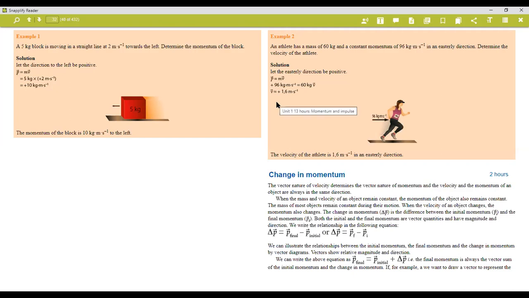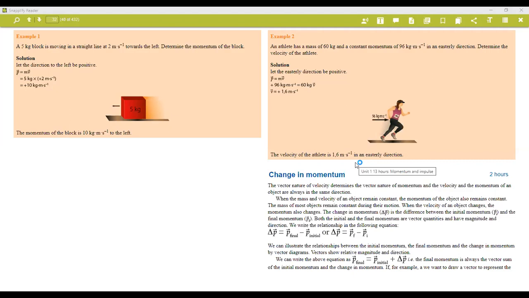When you write your final answer, you need to write it according to your direction. If the direction to your right is positive and to your left is negative, then you're going to say towards west or towards east. So you need to always mention that. After you find your answer, you're going to say the velocity of the athlete is 1.6 meters per second in an easterly direction. I hope that all of that makes sense.